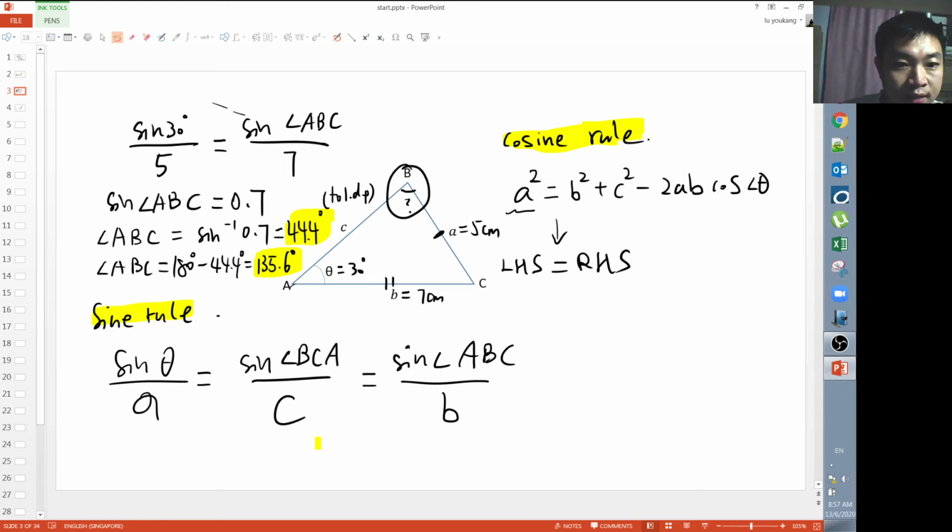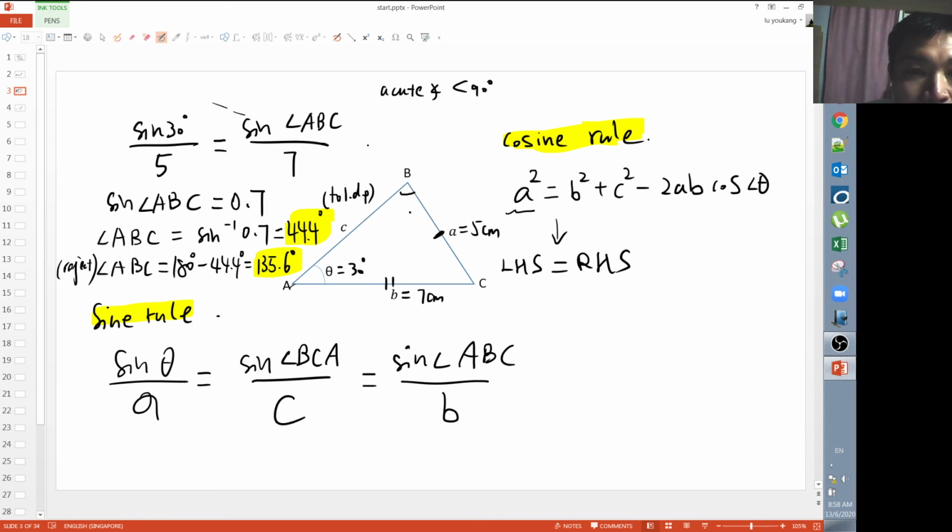Okay, done. So I have used the sine rule. But if you look at this question, it's impossible for your answer to be 135.6 degrees. Why? Because clearly in this question, your angle is acute. So reject this one, because the angle here is acute. I hope you still remember what an acute angle is: an acute angle is smaller than 90 degrees.